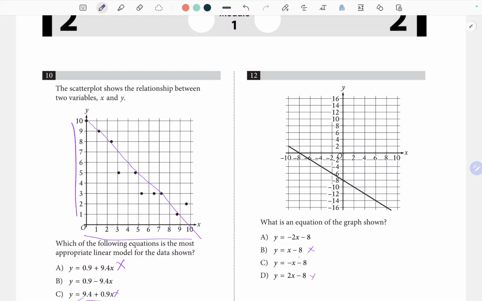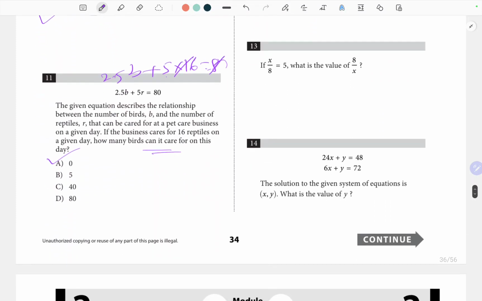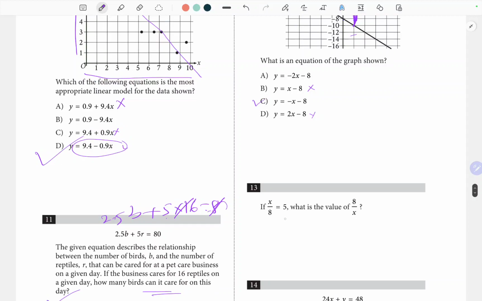When x is 2, it should be -10. Yes, if I put x as 2, then I should get -10, right? So if you put x as 2, so -2, -8, -10. So this way you can find the answer. Otherwise, one way is to just find the gradient, then find a point, and then you can use the y equals mx plus c format. There are many ways, but I told you, if you use the other method, then quickly and fast you can get the answer. If x over 8 is 5, then 8 over x is 1 over 5.